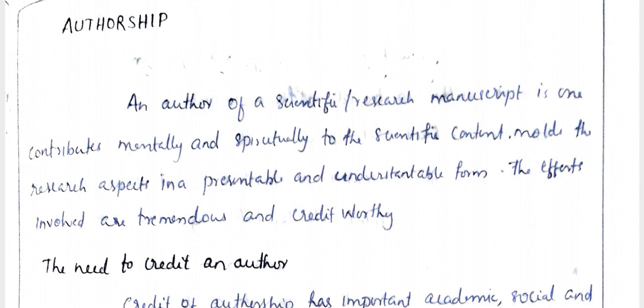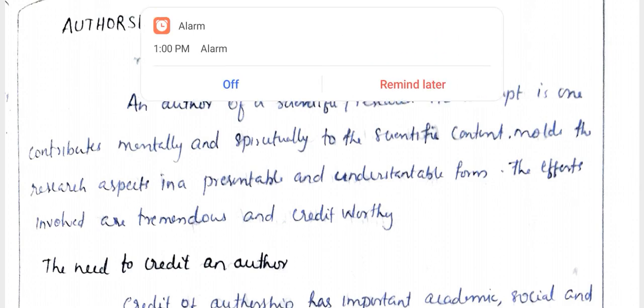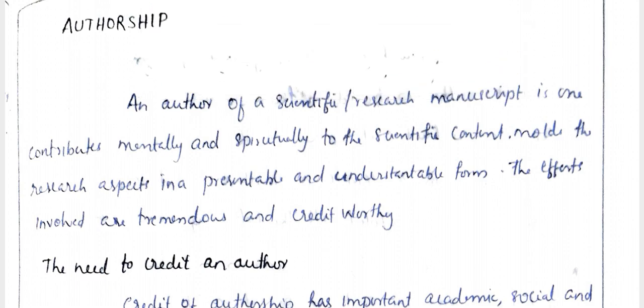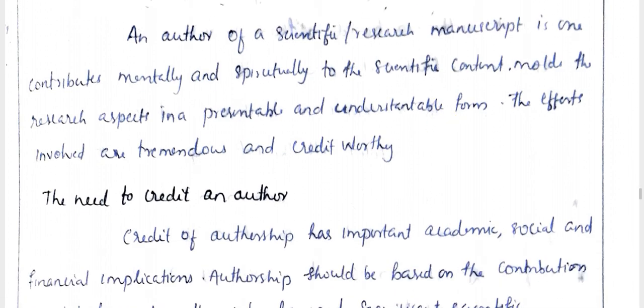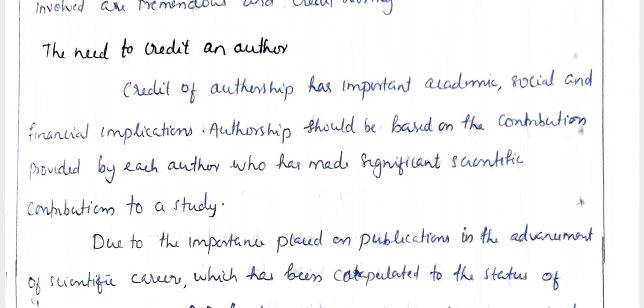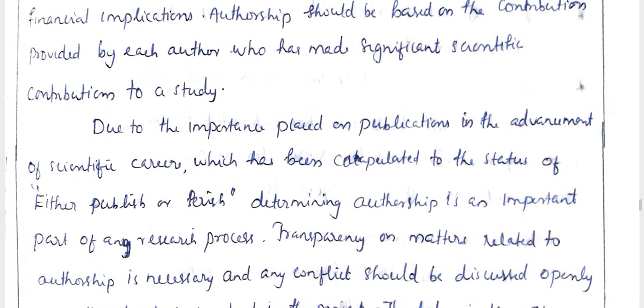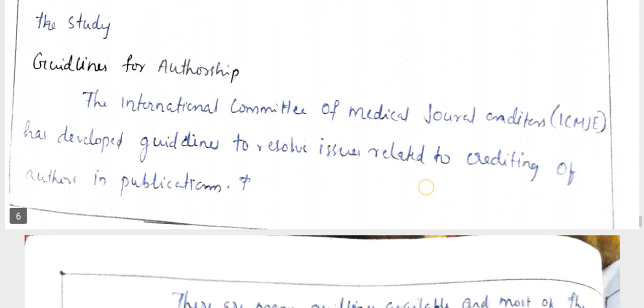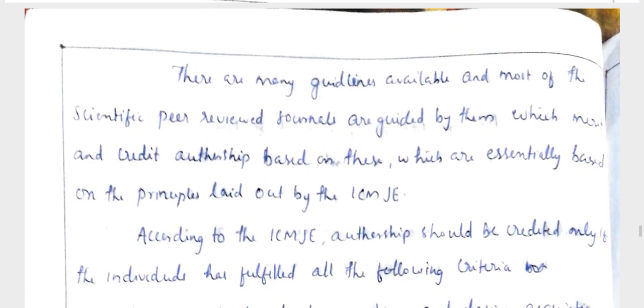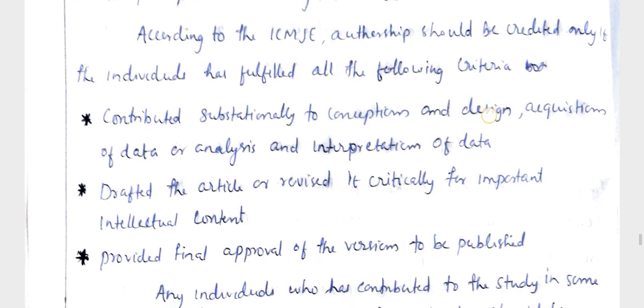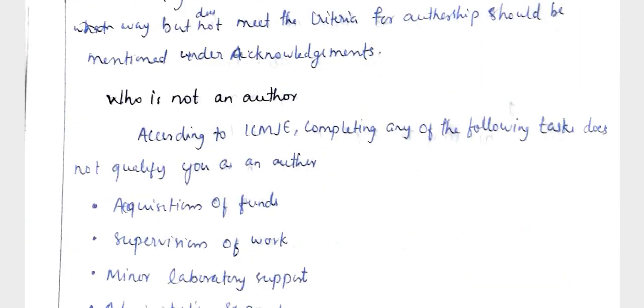Then, authorship. An author of a scientific research manuscript is considered to have made a significant intellectual contribution to the scientific content. The need to credit an author: credit of authorship has academic, social, and financial implications. Authorship should be based on the contribution provided by each author who has made a significant scientific contribution to the study. Guidelines for authorship.